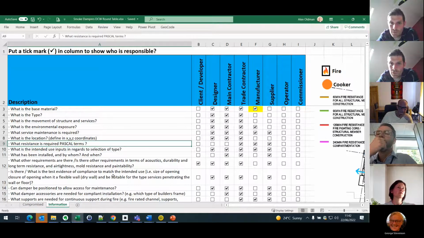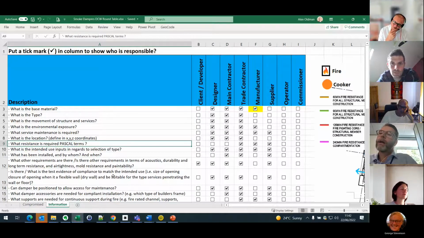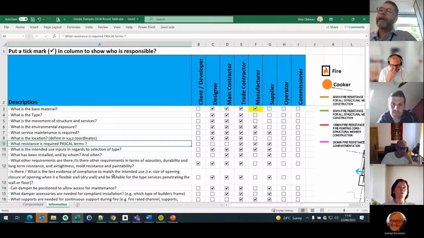And so what's supplier in this column G? As opposed to the main contractor or the trade contractor, I guess that'll be the Jewson's supplier. Yeah, exactly. I think the supplier is the person from which the contractor would buy it. Yeah, that's how I understood it.